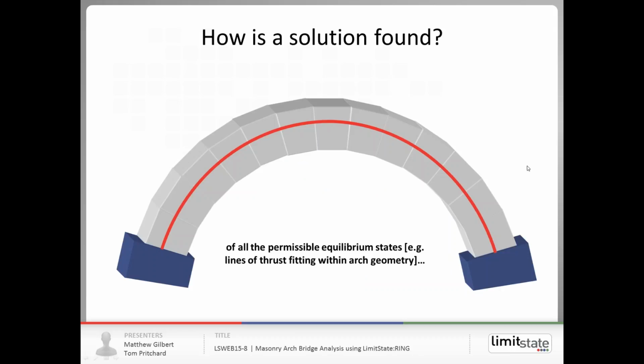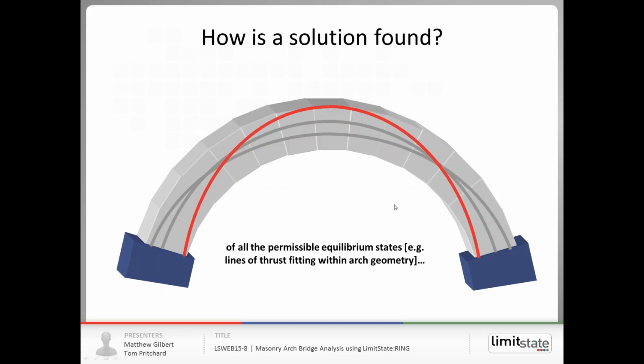So how does it actually work? How does it find a solution? Well, if we go back to those slides that I showed earlier, but just think of it in a slightly different way. We know there's a multiplicity of lines of thrust in the masonry. Each of those lines of thrust corresponds to an equilibrium state. We know there are many possible equilibrium states.